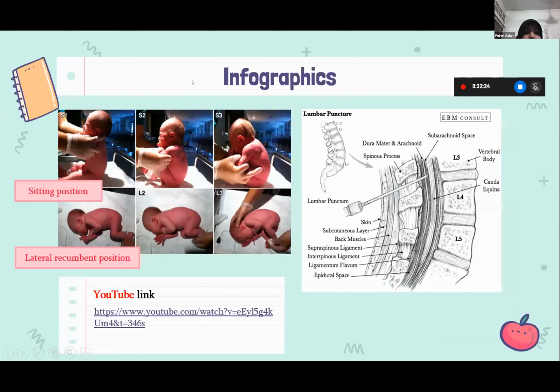So these are the infographics. This is the sitting position, having somebody holding the baby in place at the same time. This is the lateral recumbent position that I've shown before. This is the YouTube link of the video previously, and this is basically the site of lumbar puncture.